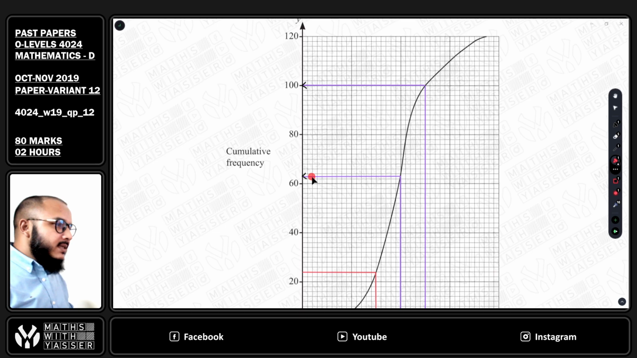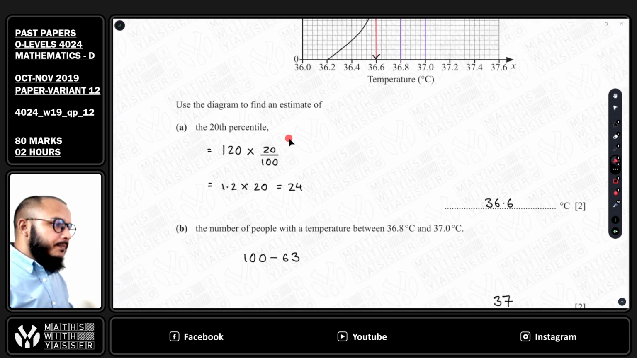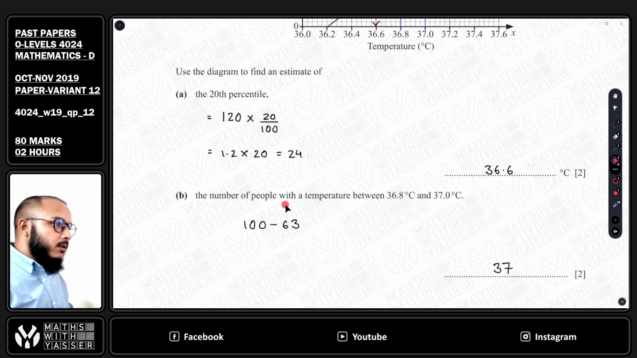Then I need to draw the horizontal line. And as I said before, in the y-axis, each individual box is represented by 2 units. So this is halfway between 2 and 4. So that means this will be 63. And this line will be at the 100 position. So the number of people with a temperature between 36.8 and 37 will be 100 minus 63. There are 37 people within this temperature range.